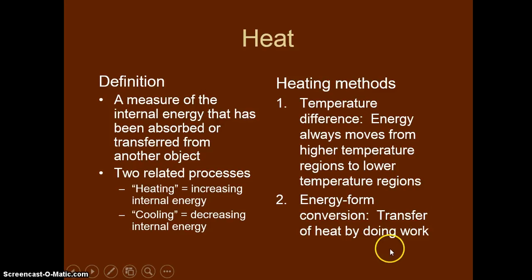You're doing work by spinning the drill bit, and that turns into friction, and that friction will heat up. And so there's no temperature difference there. You're just converting friction into heat.